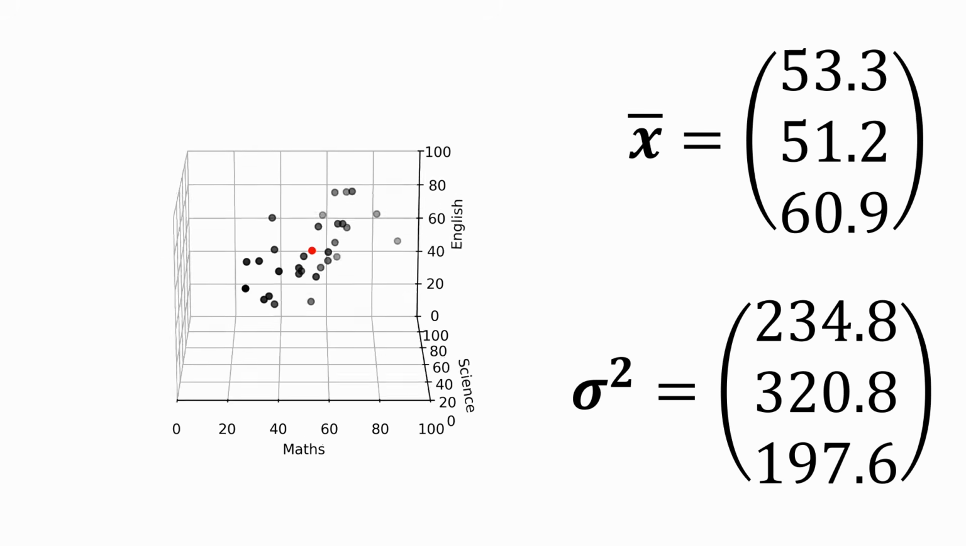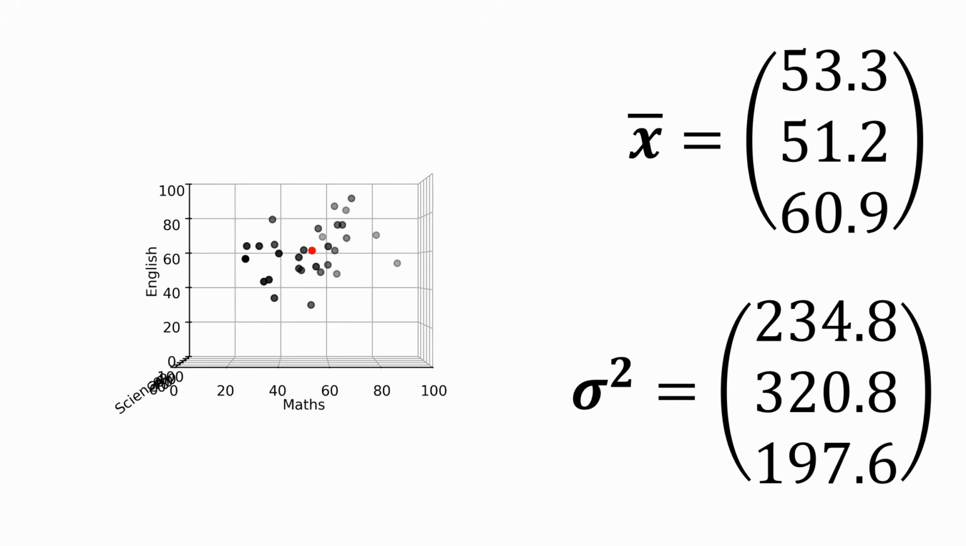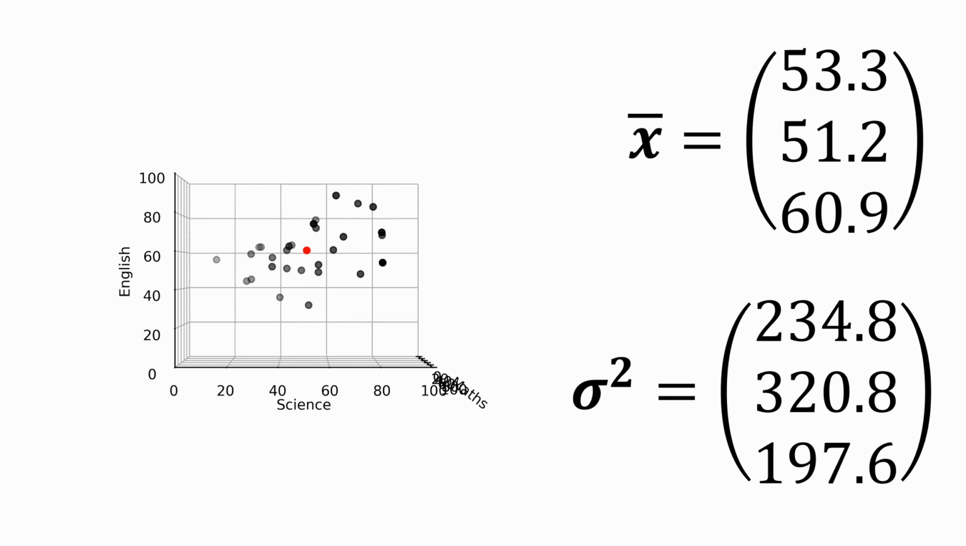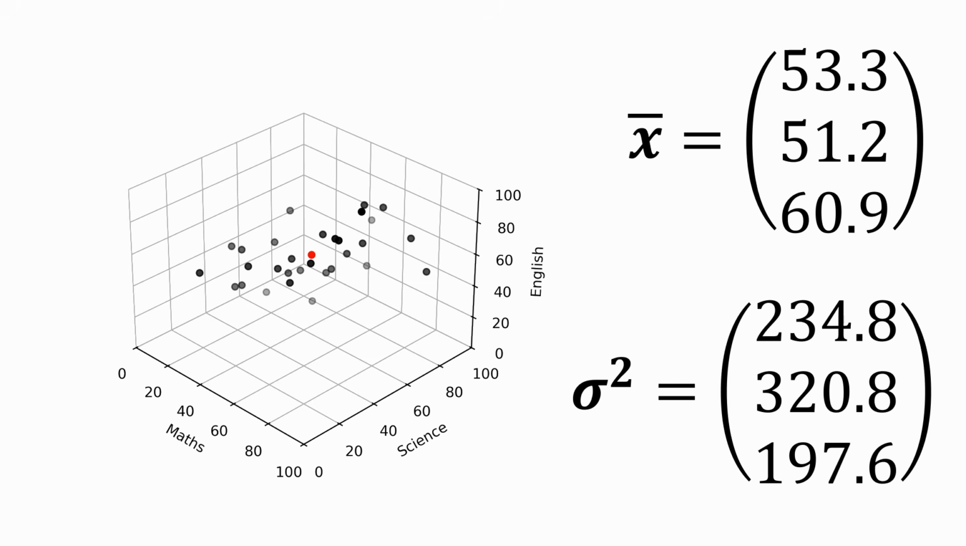If instead I look from the front, we can see that there's not so strong of a correlation between the maths and English scores. And likewise, if we compare the science and English scores from the side, there's not a very strong correlation here either. The way we'll end up capturing these relationships between pairs of variables, that is, whether they have a strong or weak correlation, is by using the covariance.